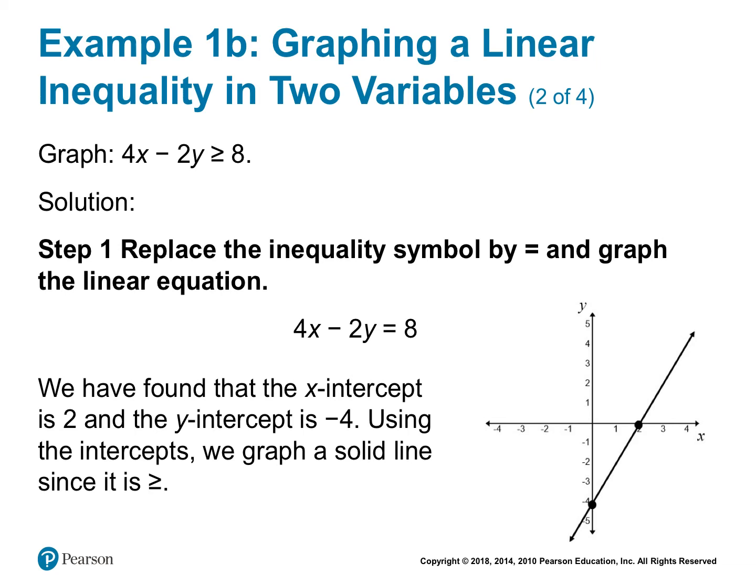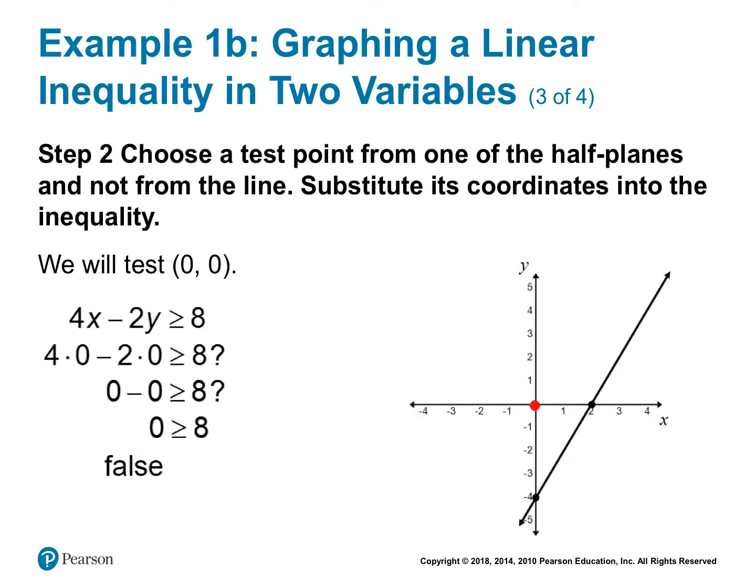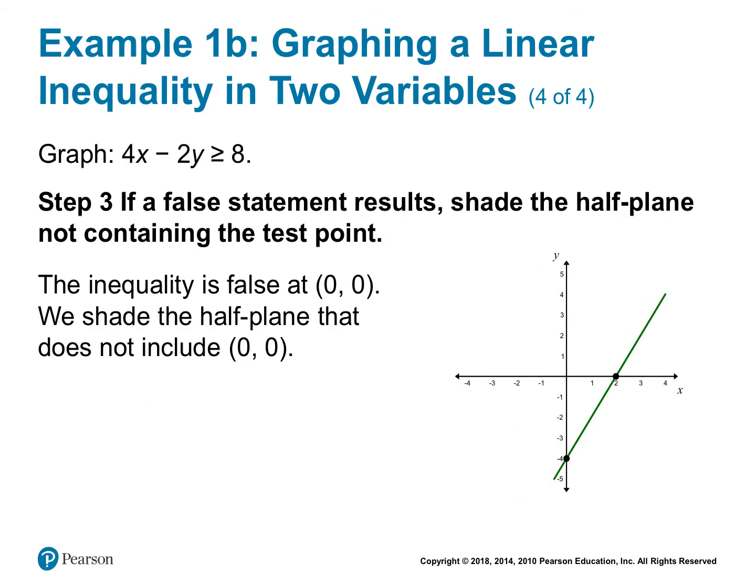Here's the intercepts. Then they tested 0, 0 and got something false again, because 0 is not greater than or equal to 8. So they're going to shade below the line, because they do not want to include 0, 0.